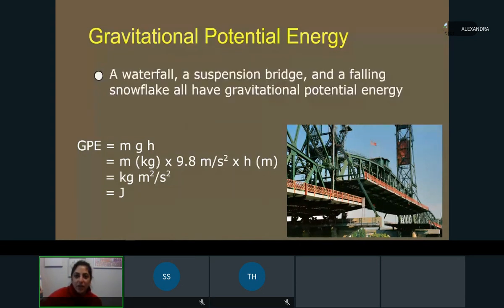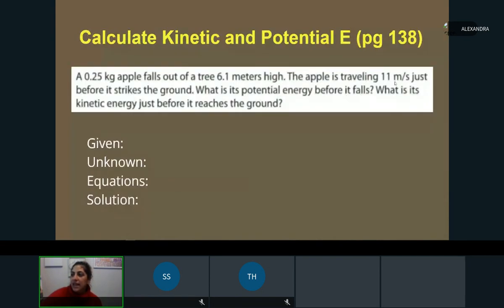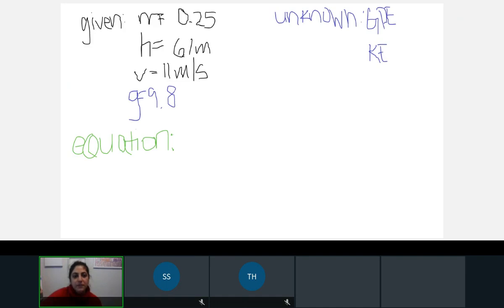Okay, so then if we go back to our problem, it's saying what is its potential energy. So if we look at our whiteboard that we started, what is one of the equations that we're going to be using? Let's do GPE, that one?